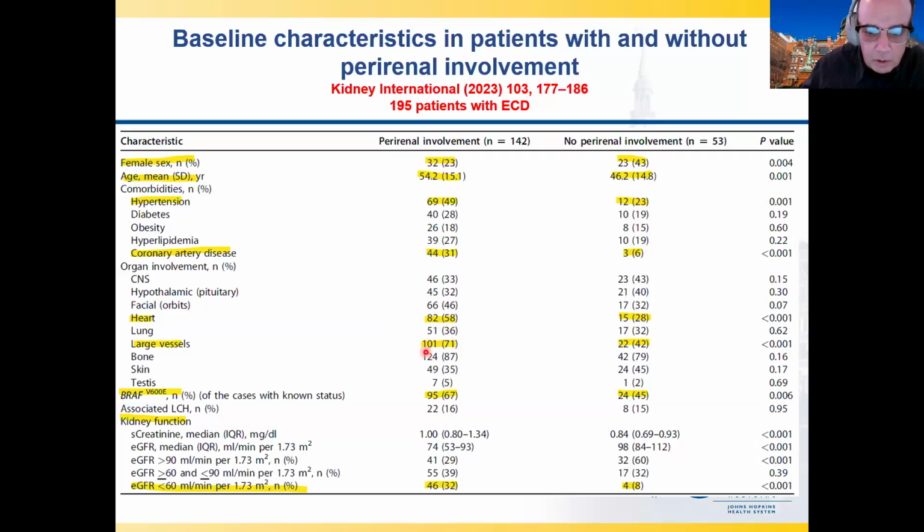Large vessels are involved also in 71%, and the BRAF mutation is more common in those patients with perirenal involvement, like 67% versus 45%. And as you would expect, those patients with perirenal involvement have more kidney disease, meaning that the kidney function is lower. We call it GFR, or glomerular filtration rate, which is a reflection of kidney function, being less than 60 ml per minute. So if you start with 100% kidney function, those patients with perirenal involvement have more decline in their kidney function, 32% versus 8%.